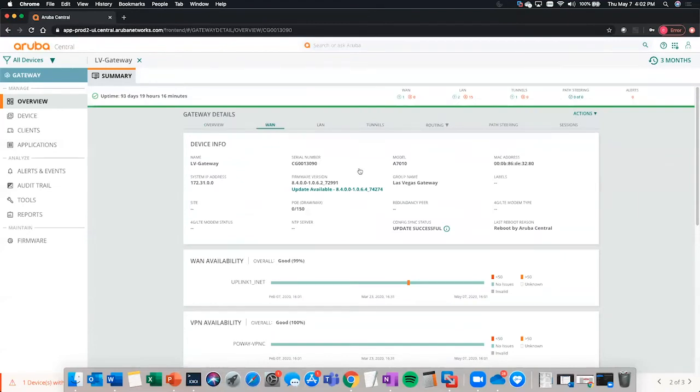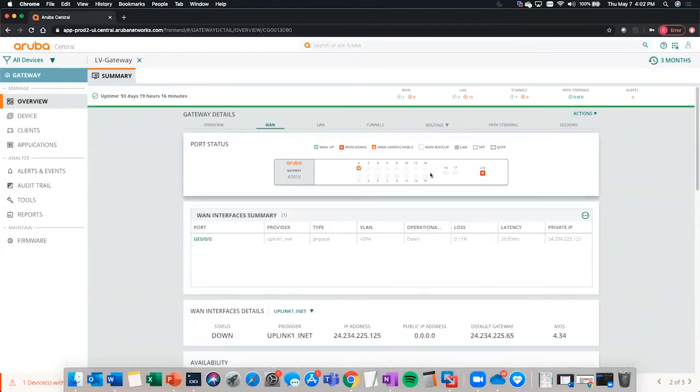So we'll go up here and look at WAN. You can actually define any of these 16 interfaces that are on the box that we're using out there as a WAN interface or LAN interface. Right now, the only one that we have defined as a WAN interface is GE0/0. And then we also have an LTE, but we don't have an LTE port plugged in.